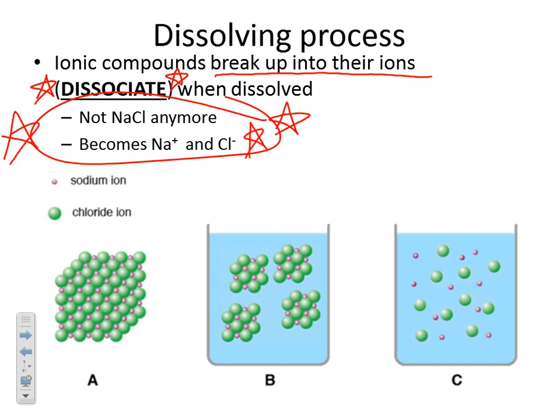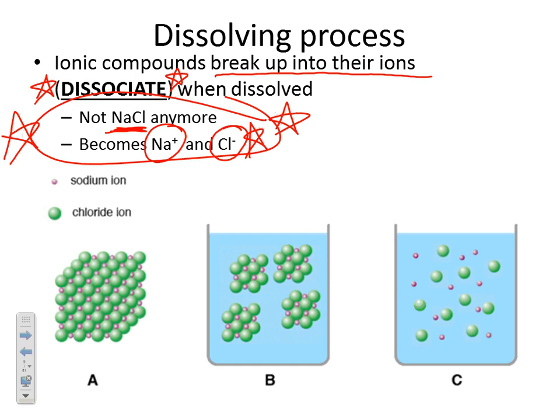When you put sodium chloride in water, it's not NaCl anymore. It's not together. The ions won't be bonded to one another anymore. It splits apart and becomes separated ions, and these ions become totally separated from one another. So what we have here is a picture showing this idea.